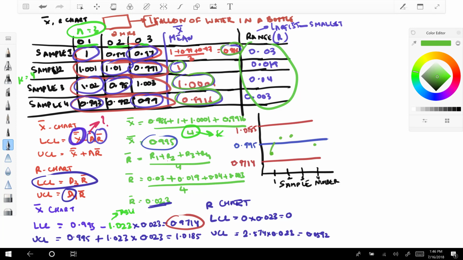So if I join them, you see all the points are within the control limits. So this is upper control limit and this is lower control limit. All the points are within the limit, so the process is in control. But this is only the mean being in control at this time. So we have to check for the variability, which is R chart. So I will plot R chart here.